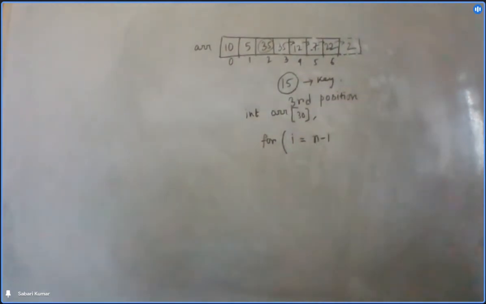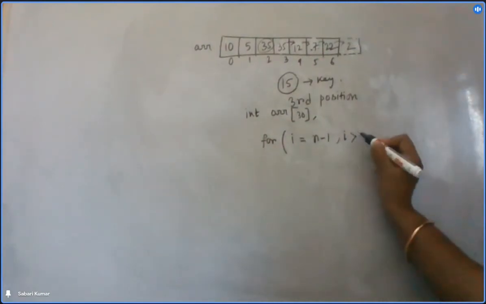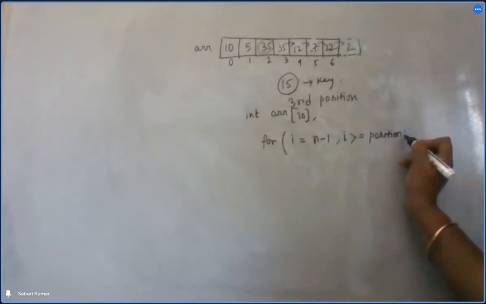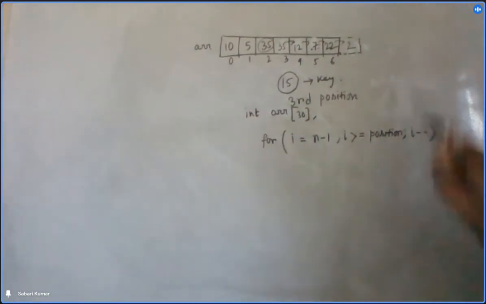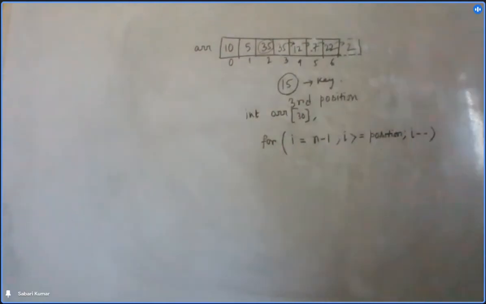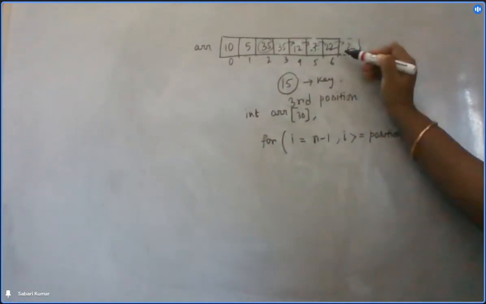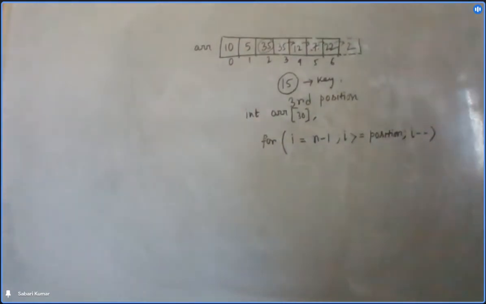So that's why I have written for i equals n minus 1, i greater than or equal to position, i minus minus. Why i minus minus? Because when this shifting is done, we have to move towards the left hand side. When the movement is to the left, the i value will decrease. So we have started from the rightmost and we are moving to the left hand side. That's why i minus minus has been used.